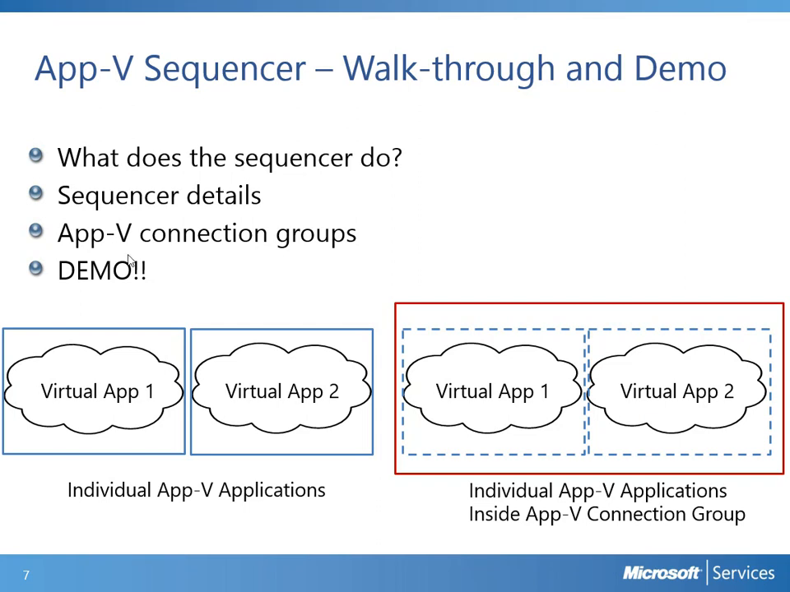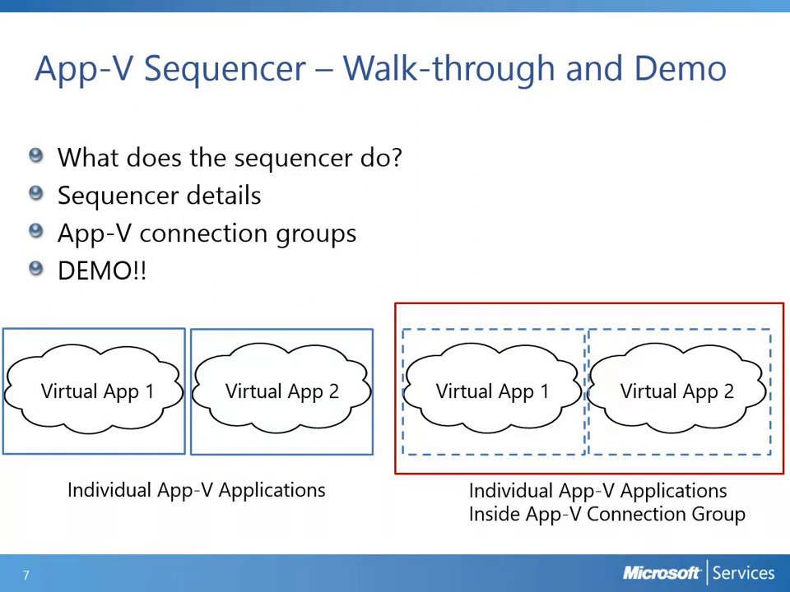So one of the cool things that's new with AppV 5.0 is this concept of connection groups. So we talked about whenever you sequence an app and deploy that app, the virtual version of that app runs in its own bubble, and that's kind of what I'm trying to depict here with the squares. So you'll have Virtual App 1 running in its own bubble. You'll have Virtual App 2 running in its own bubble. Those apps, for sure, can see the resources on the host machine, but they don't have visibility into each other at all by default.